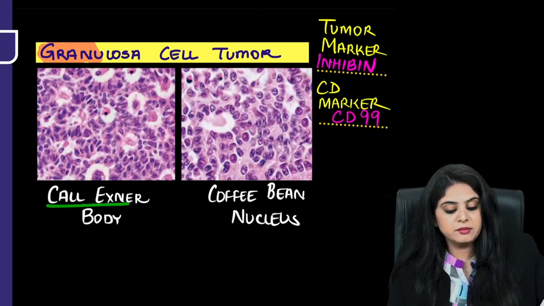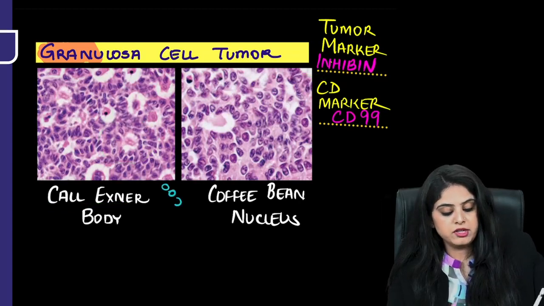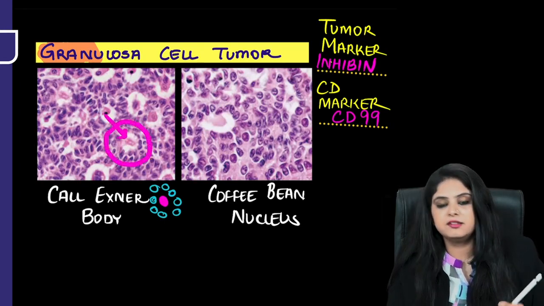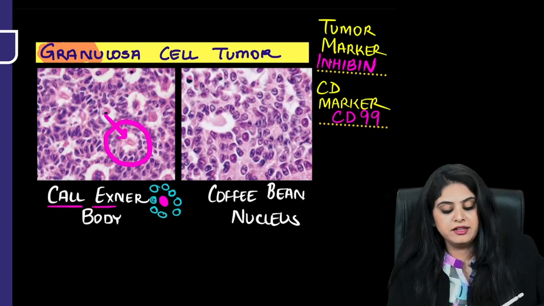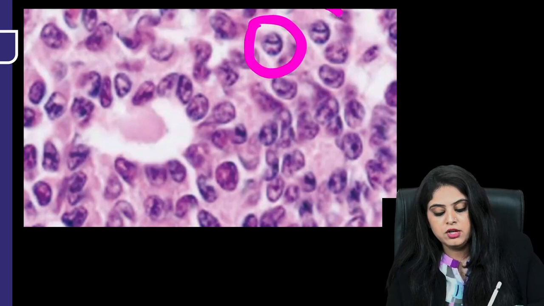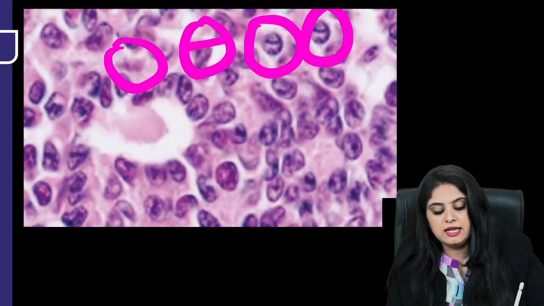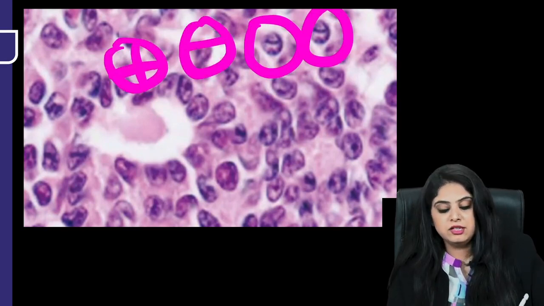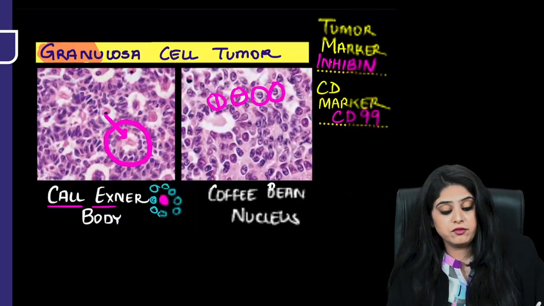So calling the ex means Call-Exner bodies. Call-Exner bodies are going to be round like this with some pink material in the center. So round with pink material in the center is Call-Exner. So she called her ex, and did I just tell you that yes, we will see the presence of, look at these coffee bean nuclei that you're noticing here. So you will see the presence of these coffee bean nuclei.